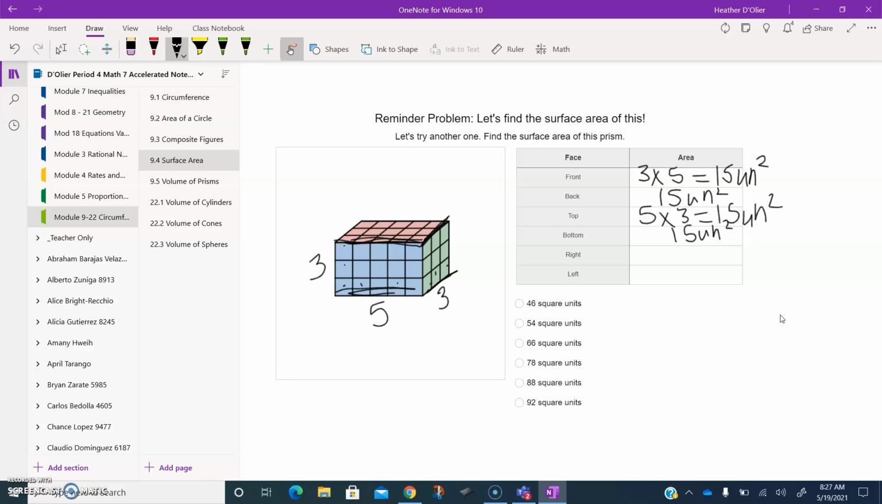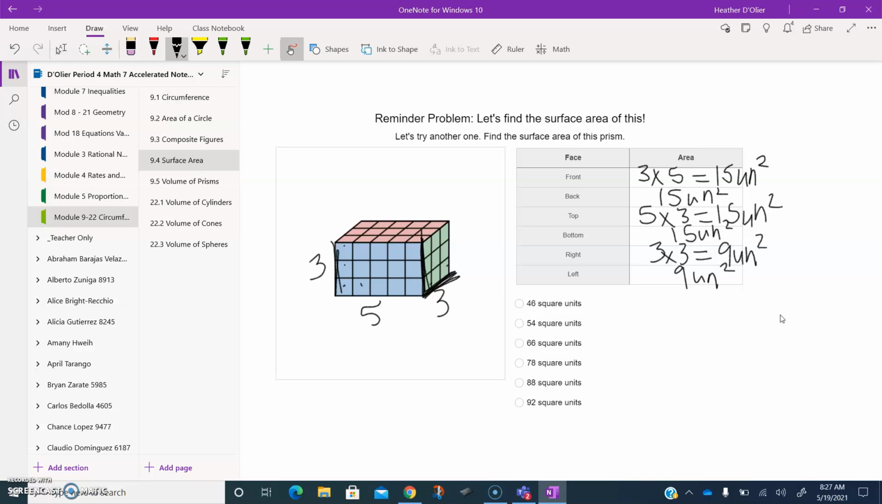So now I'm looking at the right side. And again, I'm just erasing. Oh, I didn't mean to erase the numbers. Oops. I know still that that's 5 and that's 3. But now I'm looking at the right side. It's 3 by, this is the same as this length, so 3 by 3. That's 9 units squared. And that means that the left side is also 9 units squared. That's the surface area of a rectangular prism.